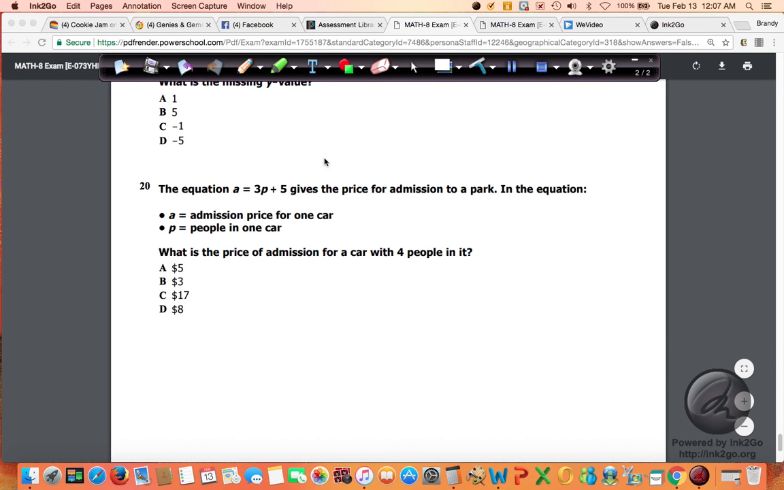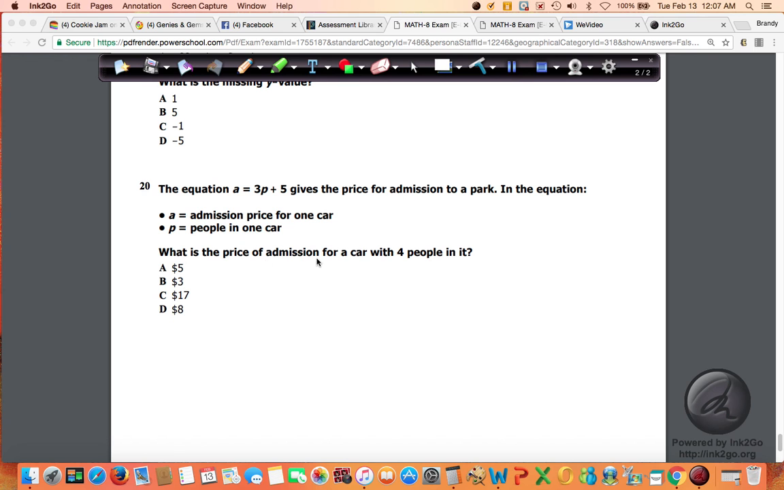Number 20. Yay, it's the last one. I'm so excited. Okay, so the equation A equals 3p plus 5 gives the price for admission to a park. In the equation, A, they're talking about this guy right here, is the admission price for one car. P, this guy right here, is for the number of people in one car. Now some of you told me, oops, I forgot to read this sentence. This is where all your information is that you need to be able to solve this bad boy.